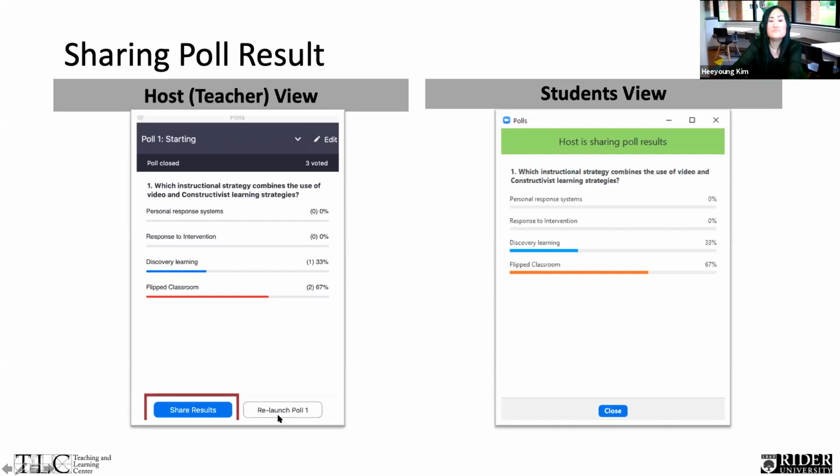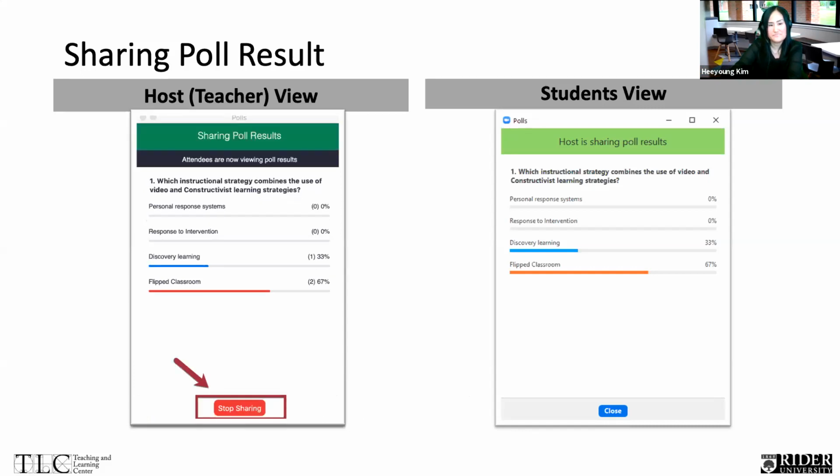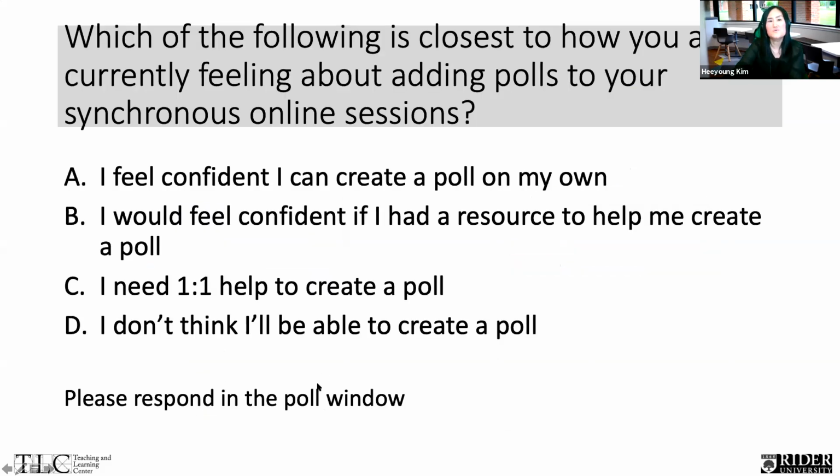If you relaunch the same poll, all the submission information will be deleted. Then you can stop sharing it, and it will be removed from the student view. Students don't really have control; you have control of the poll. So once you stop sharing it, it will be removed from the student view. I just shared with you how to create it and what the view is.